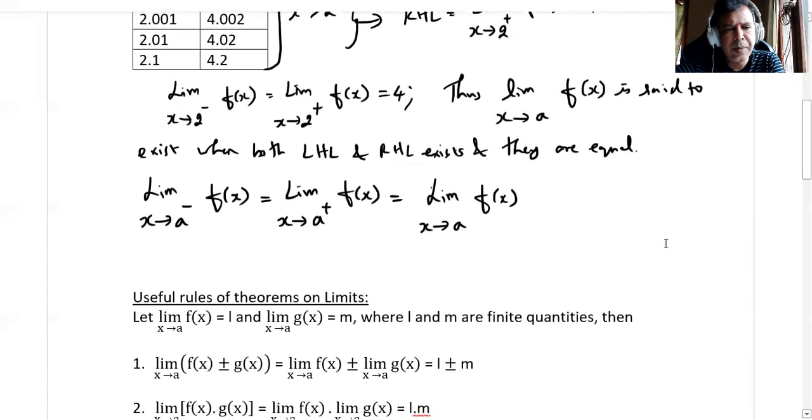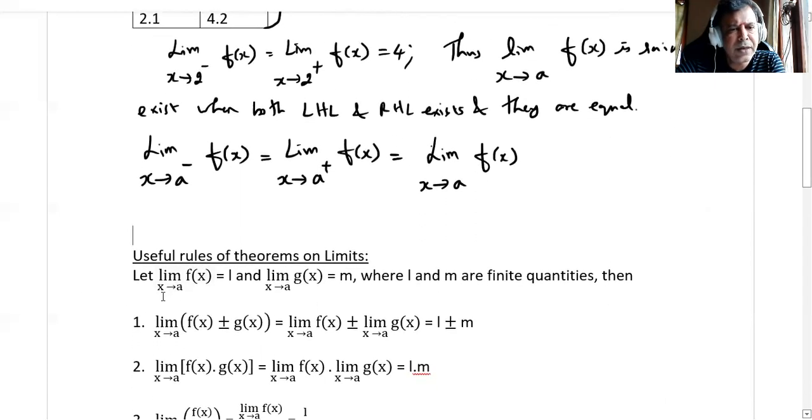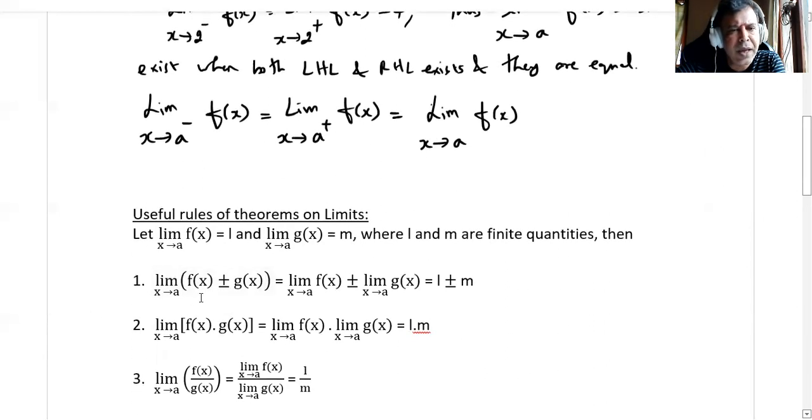So this is basically the concept of limit, and now we will understand some of the useful rules or theorems on limits. Let us consider limit x tends to a, f of x is L, and limit x tends to a, g of x is M, where L and M are finite quantities. Then limit x tends to a, f of x plus or minus g of x, meaning these two functions can be split into two different limits: limit x tends to a, f of x plus or minus limit x tends to a, g of x. And we know this value is L and this value is M. So we can write the final result as L plus or minus M.